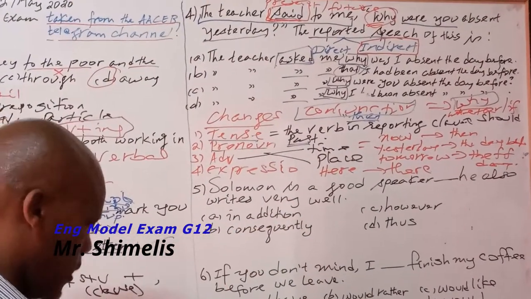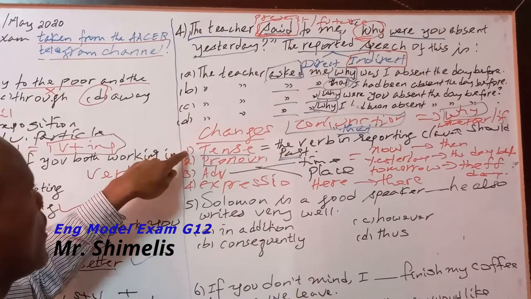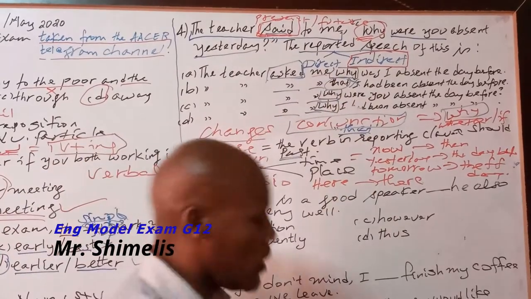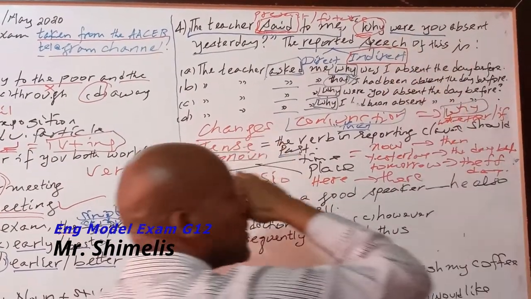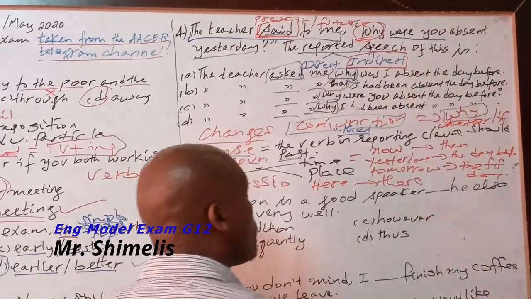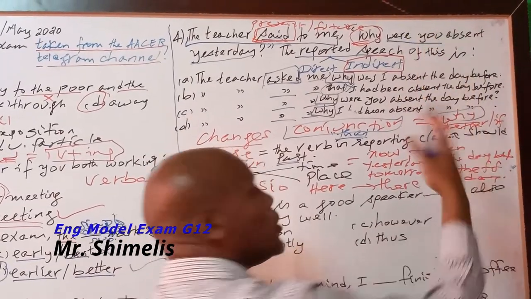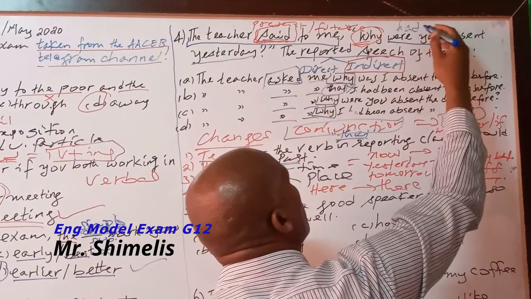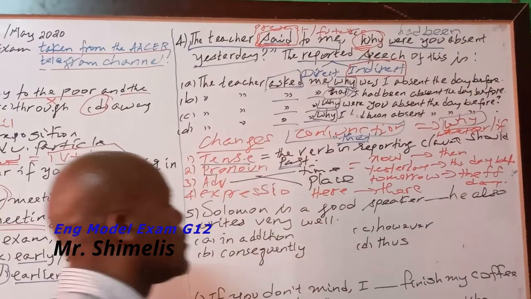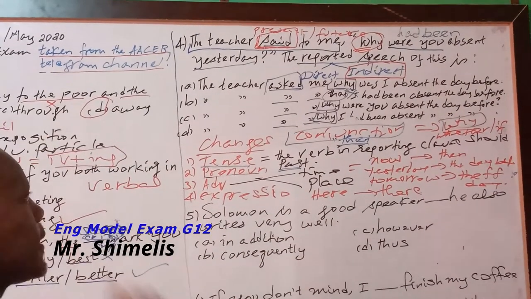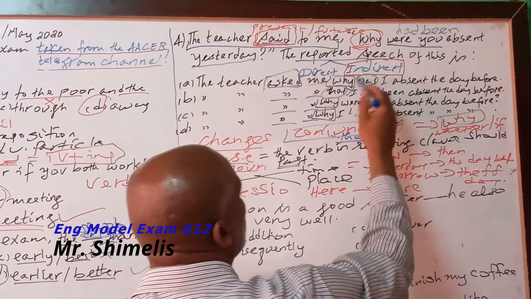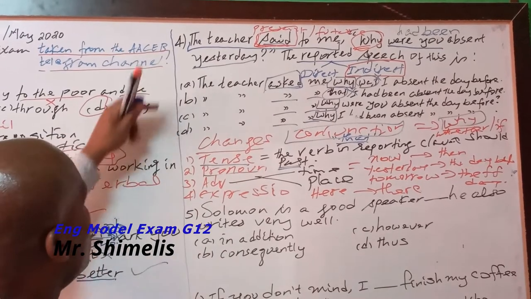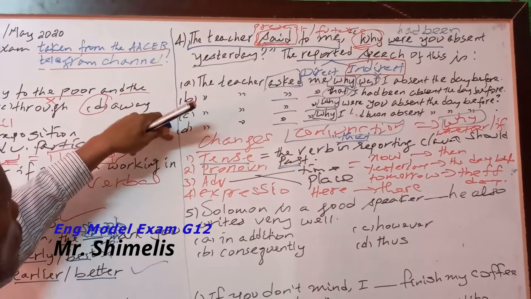Now the next thing would be the tense change. Okay, how do we apply the tense change? As you can see, the statement of the speaker's word is stated in past simple, where are you? So when we change this, we have to take it one step back, so it becomes past perfect, and we use had been, okay? Had been, we have to take it one step back. Now, here it says was, so we cancel this out.